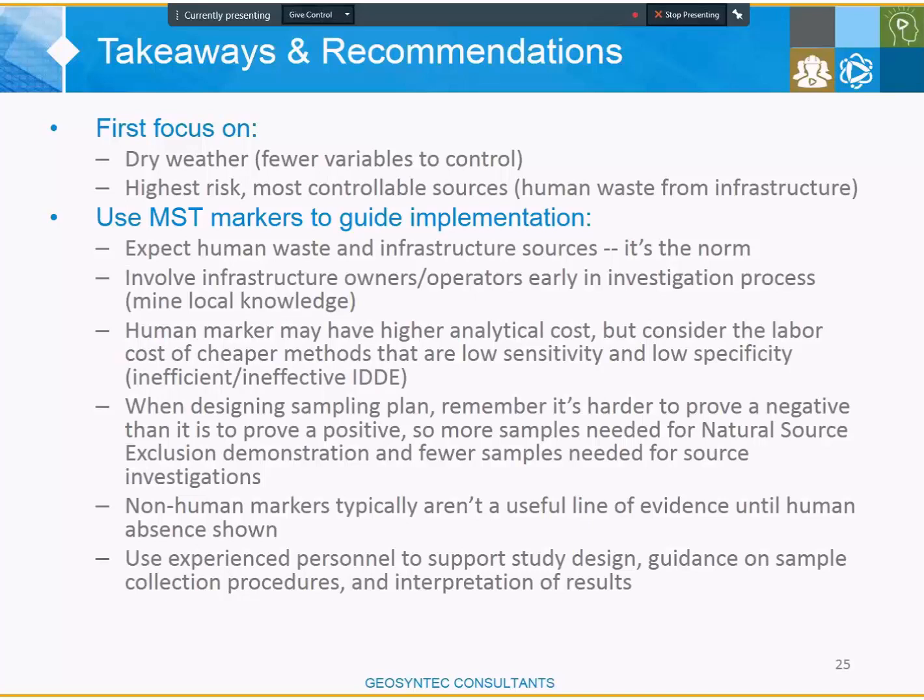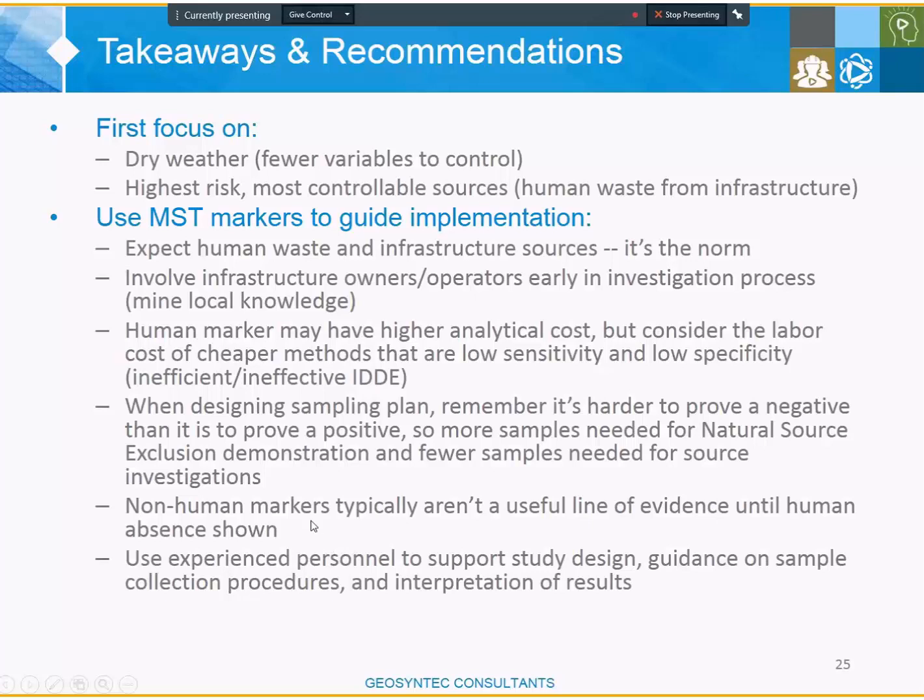When designing an MST sampling plan, remember it's harder to prove a negative than it is to prove a positive. So that means more samples are needed for, say, a natural source exclusion demonstration than the number of samples that are needed for source investigation. If you want to investigate sources, you may only need 3 to 5 rounds of samples. But for demonstrating absence, you might need, I hear people talking about 30 plus samples at a location.